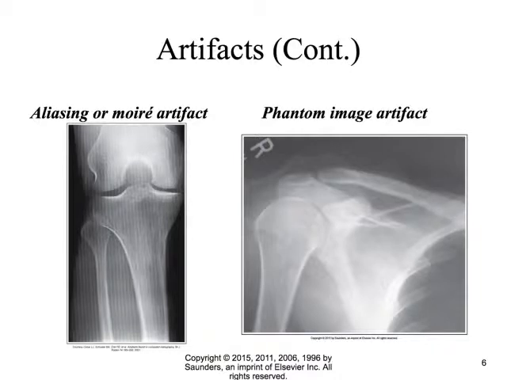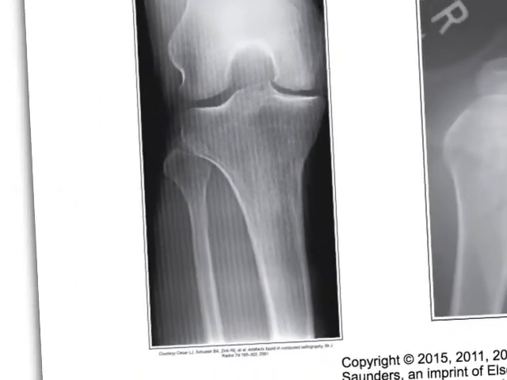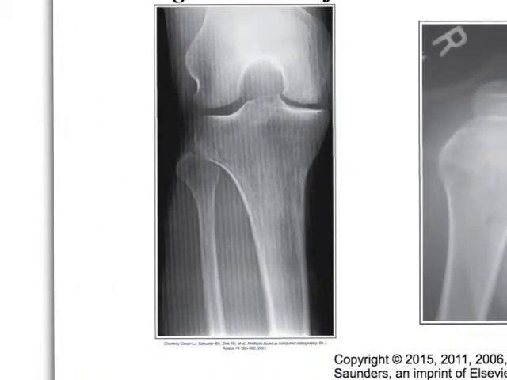Moire artifacts or aliasing artifacts. This occurs when a grid is used and then the CR cassette is scanned afterward. So the CR moire grid artifact occurs when a stationary grid is used, so like for portables, right? And the plate is placed so that the plate reader, so that the grid lead strips are aligned parallel with the scanning direction on the reader.